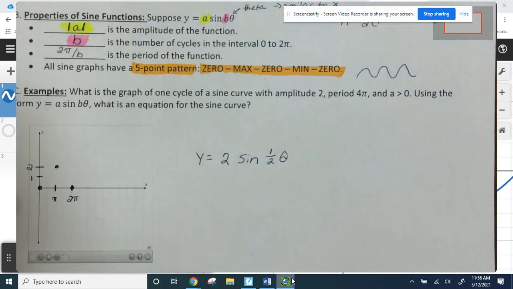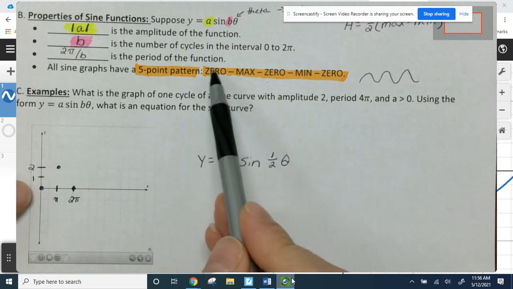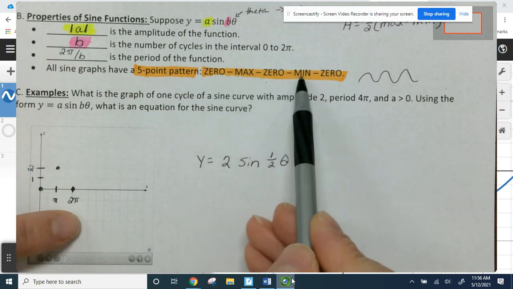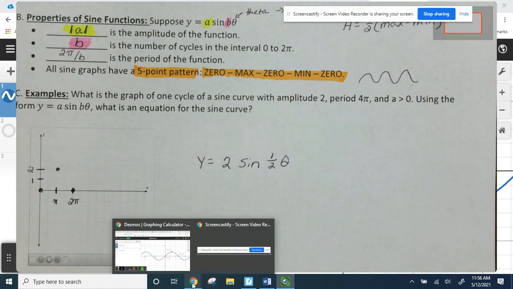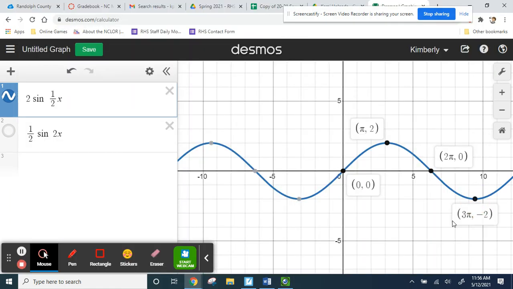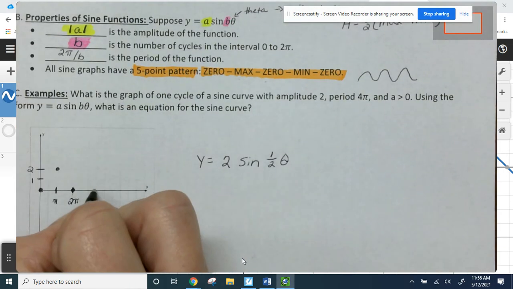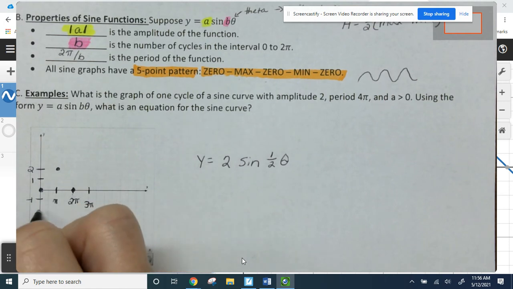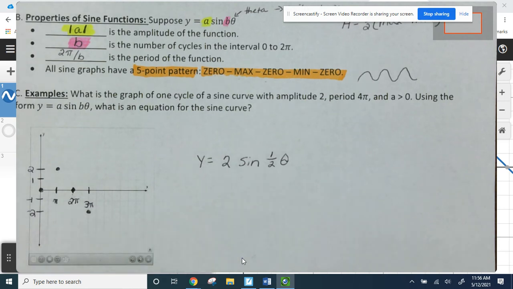Okay, so we've got something now that looks like this. All right, now we've got 0, max, 0. Now we've got to find the minimum. So let's go down here and get the minimum of this. The minimum is at 3 pi, and it's at -2. 3 pi, -2. So I'm going to come over here and go 2 units. This will be 3 pi, and -1, -2. So now I'm down at this point.